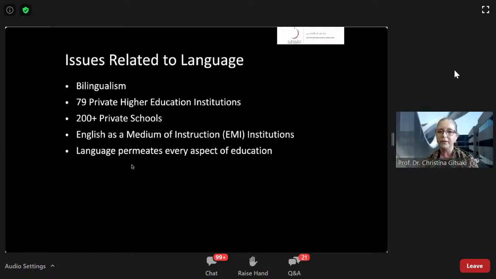Apart from the federal institutions, like the one that I work in, there are also 79 private higher education institutions. Apart from the public schools, there are also more than 200 private schools, at least in the Emirate of Dubai. The institutions and the private schools with the British curricula, American curricula, they use English as the medium of instruction. As a result, language and language proficiency permeate every aspect of learning and education.